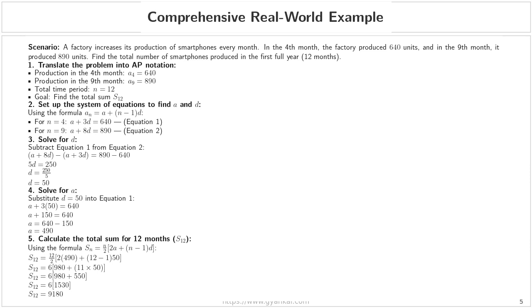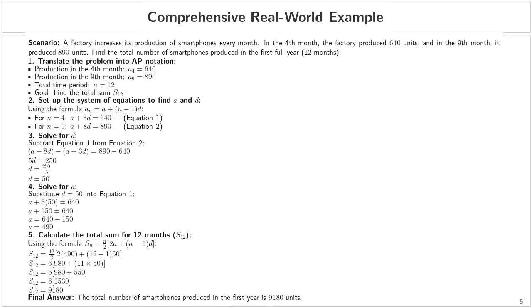Simplifying inside the brackets, 12 divided by 2 is 6. Inside the brackets, 2 times 490 is 980, and 11 times 50 is 550. Adding 980 and 550 gives us 1530. Finally, multiplying 6 by 1530, we arrive at our final answer. The total number of smartphones produced in the first year is 9,180 units.